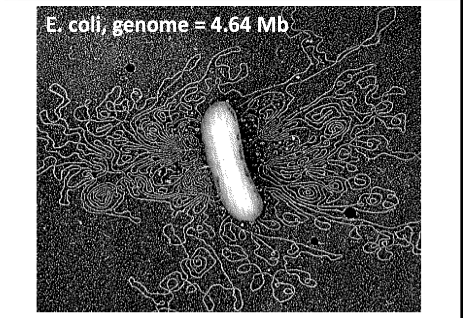Here is an electron micrograph of an E. coli where all of its DNA has been released from the cell. And it has a 4.6 megabase, million base pair genome. And you can see all that DNA has to fit inside of that cell. These photographs are a little bit misleading because the DNA is actually thinner than what is shown here.